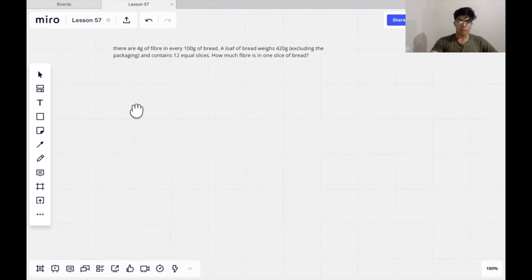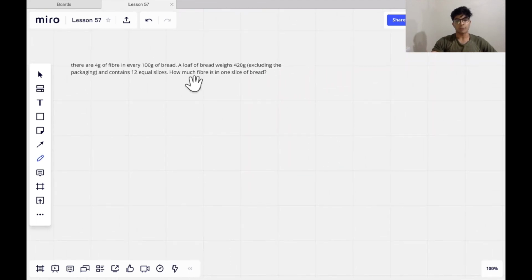And then we've got question number 2 here, just as another worked example. There are 4 grams of fiber in every 100 grams of bread. A loaf of bread weighs 420 grams, excluding the packaging, and contains 12 equal slices. How much fiber is in one slice of bread? Okay, so the ratio we're given is a fiber to weight ratio. That's what we need to calculate, but just for a different weight. We were given a 4 to 100 ratio for fiber to weight, but now we're asked to calculate it in a slice of bread.